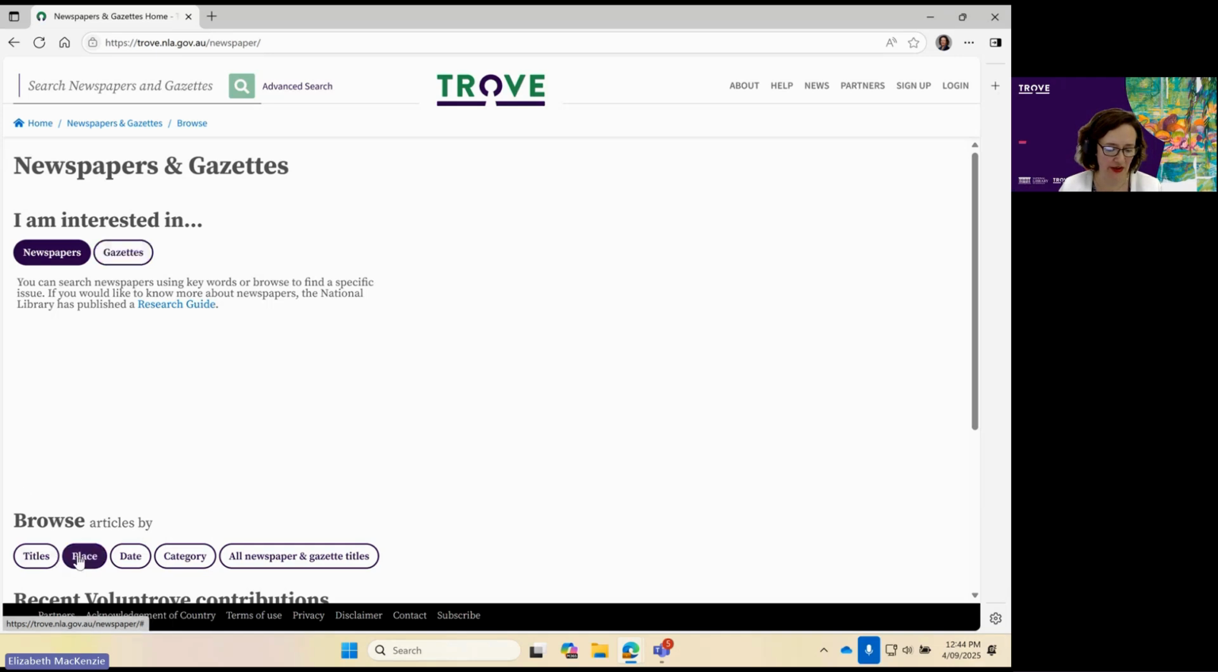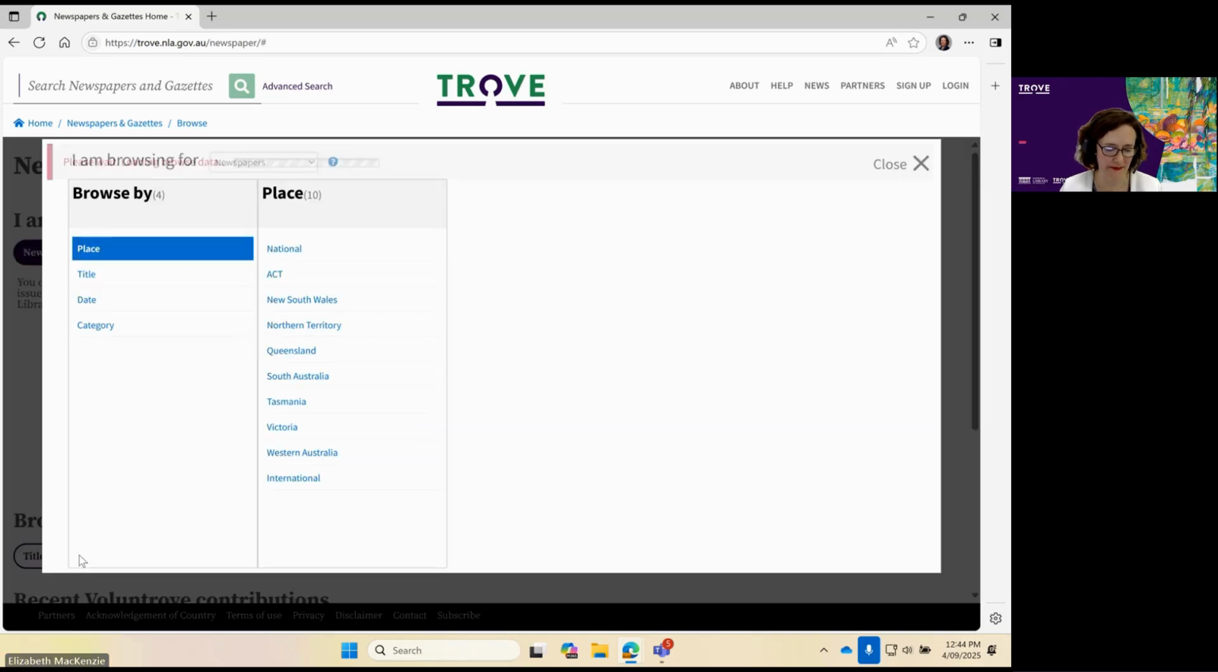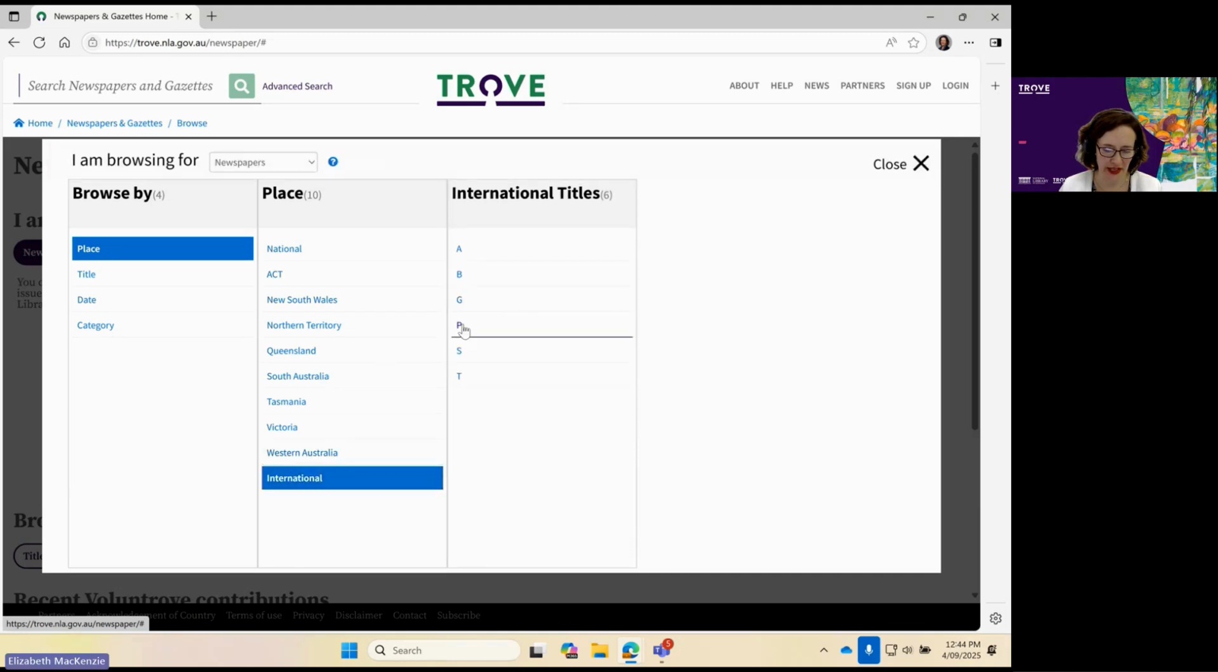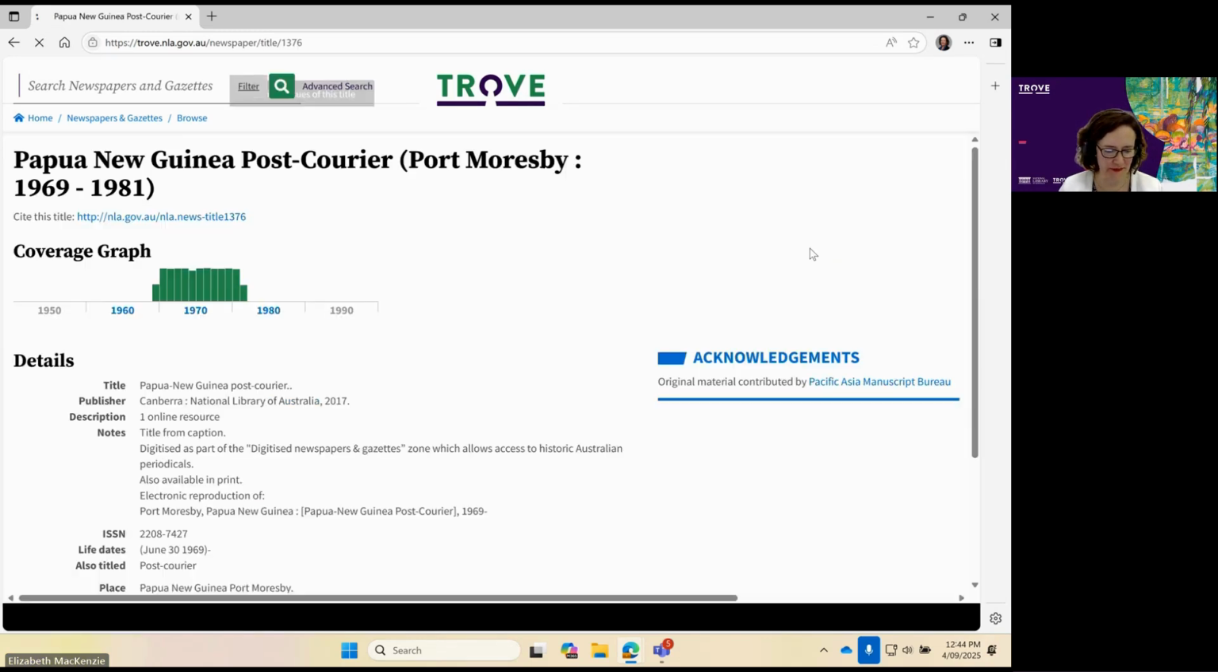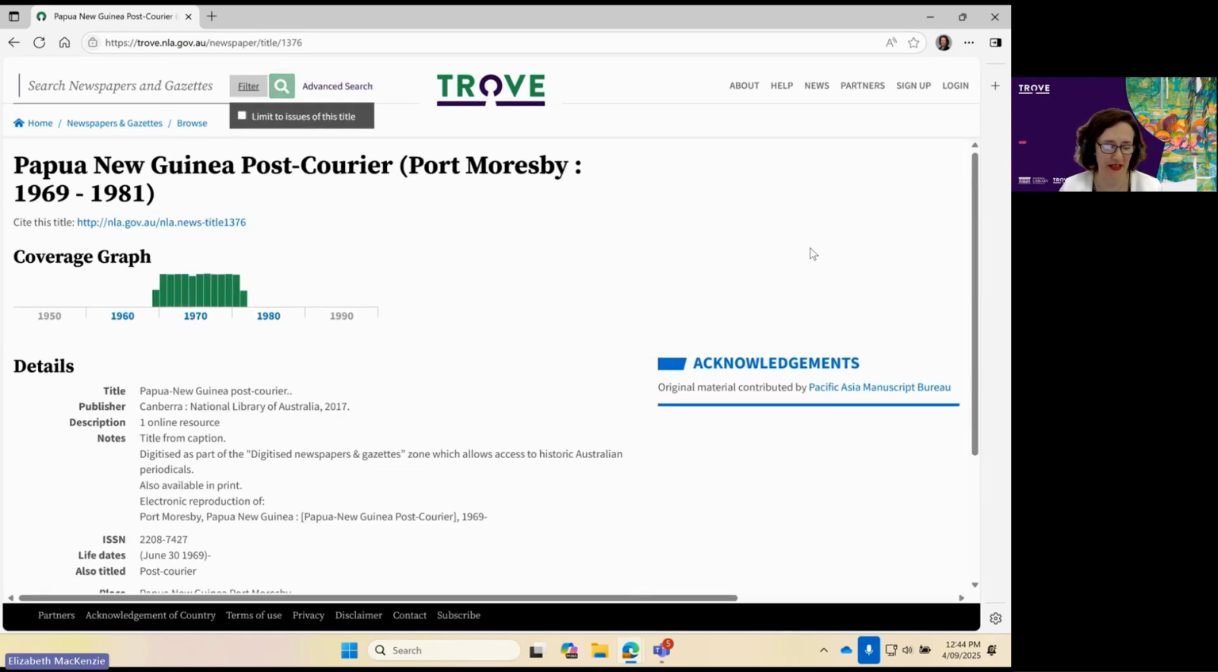I'm going to browse articles by place, go into International, look at P, and we can see that we've got 4 titles here. Now, the wonderful digitisation team at the National Library have also just completed some more titles, and they will be appearing here when they finish ingesting into Trove. If you click on the information icon here, you can see what parts of the newspaper have been digitised, and you can select relevant dates.